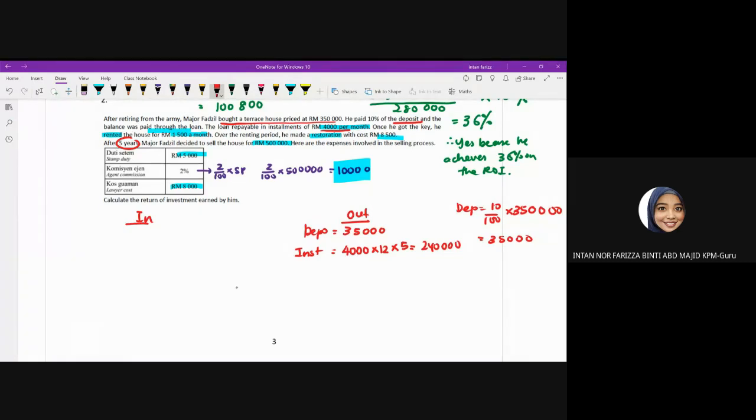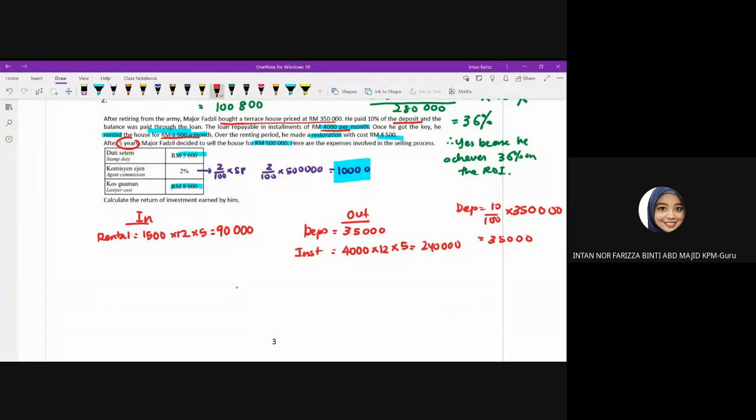Next, what do we have here? After he got the key, he rented the house for 1,500. So that comes under in, a source of income. Rental 1,500 for a month. But now he rented for how many years? 5 years, right? So how many months in those 5 years? Times 12 times 5. So total income for the rental is 90,000. That's a lot of money.